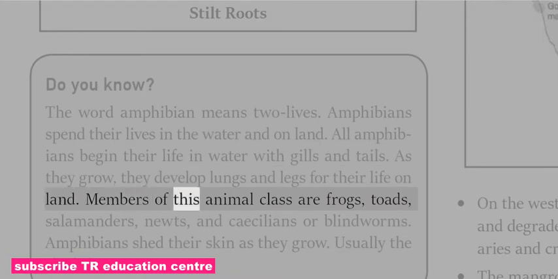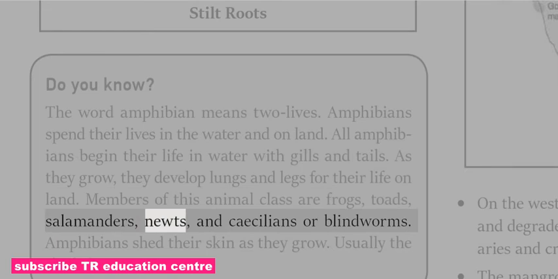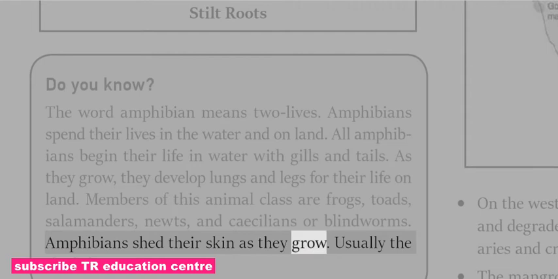Members of this animal class are frogs, toads, salamanders, newts, and caecilians or blindworms. Amphibians shed their skin as they grow. Usually the shed skin is eaten.